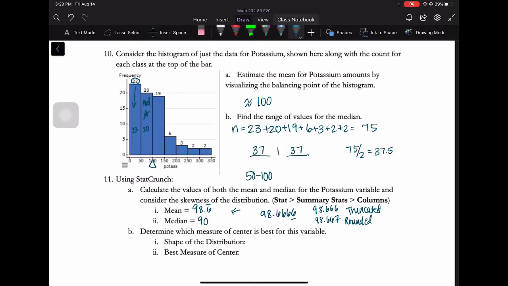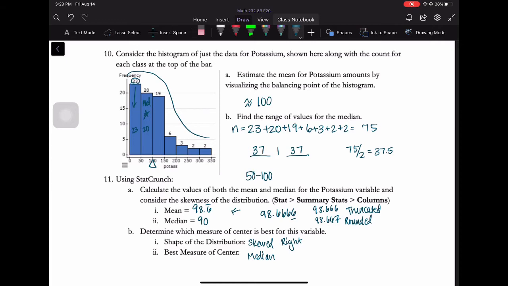Now, which measure of center is best for this variable? Remember, our skewness and outliers tells us if the distribution is not symmetric, we cannot use the mean. And clearly this distribution is not symmetric. But because it is skewed, ask yourself, which way is it skewed? We're going to use the median, and it is skewed right. Remember that the lesser values are where your skewness is.